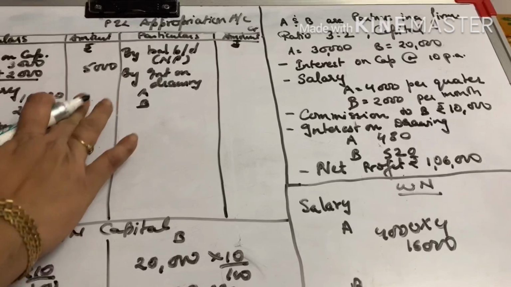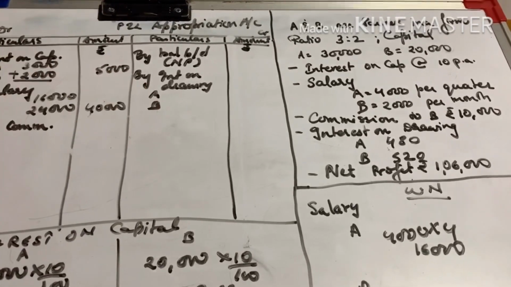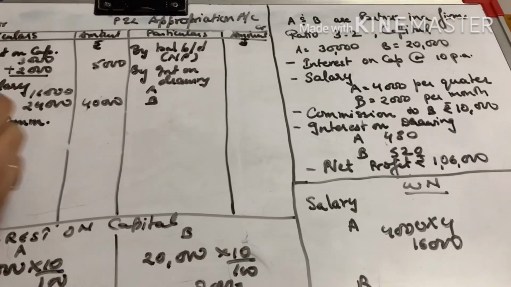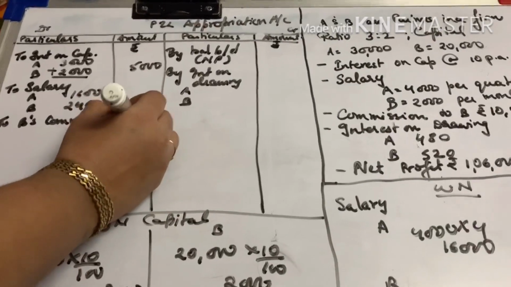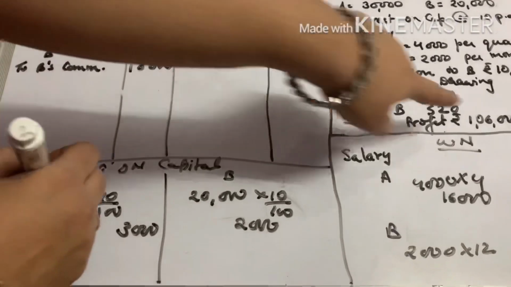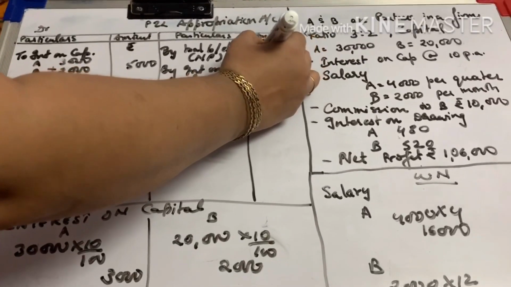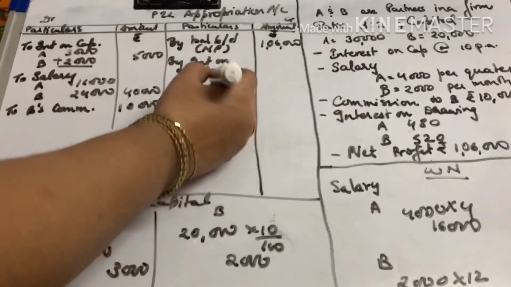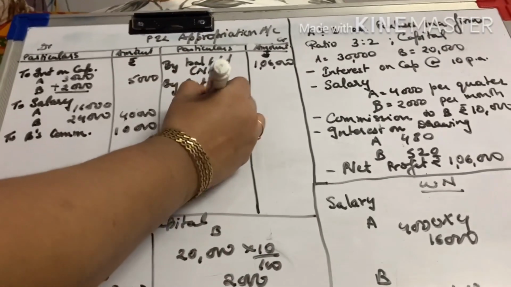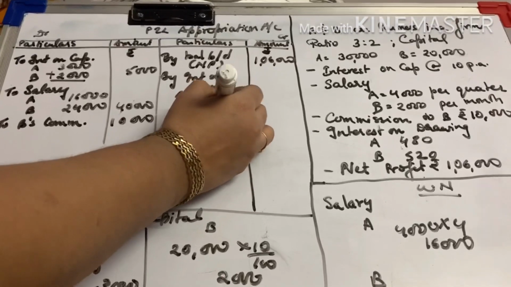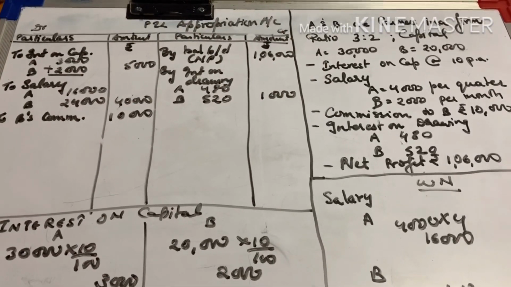So you will write here 40,000. Then commission for B, it is given in the question, it is 10,000. Net profit was 1,06,000, all given in the question. What is the interest on drawings? For A, 480. For B it is 520. The total comes to 1,000. Okay.